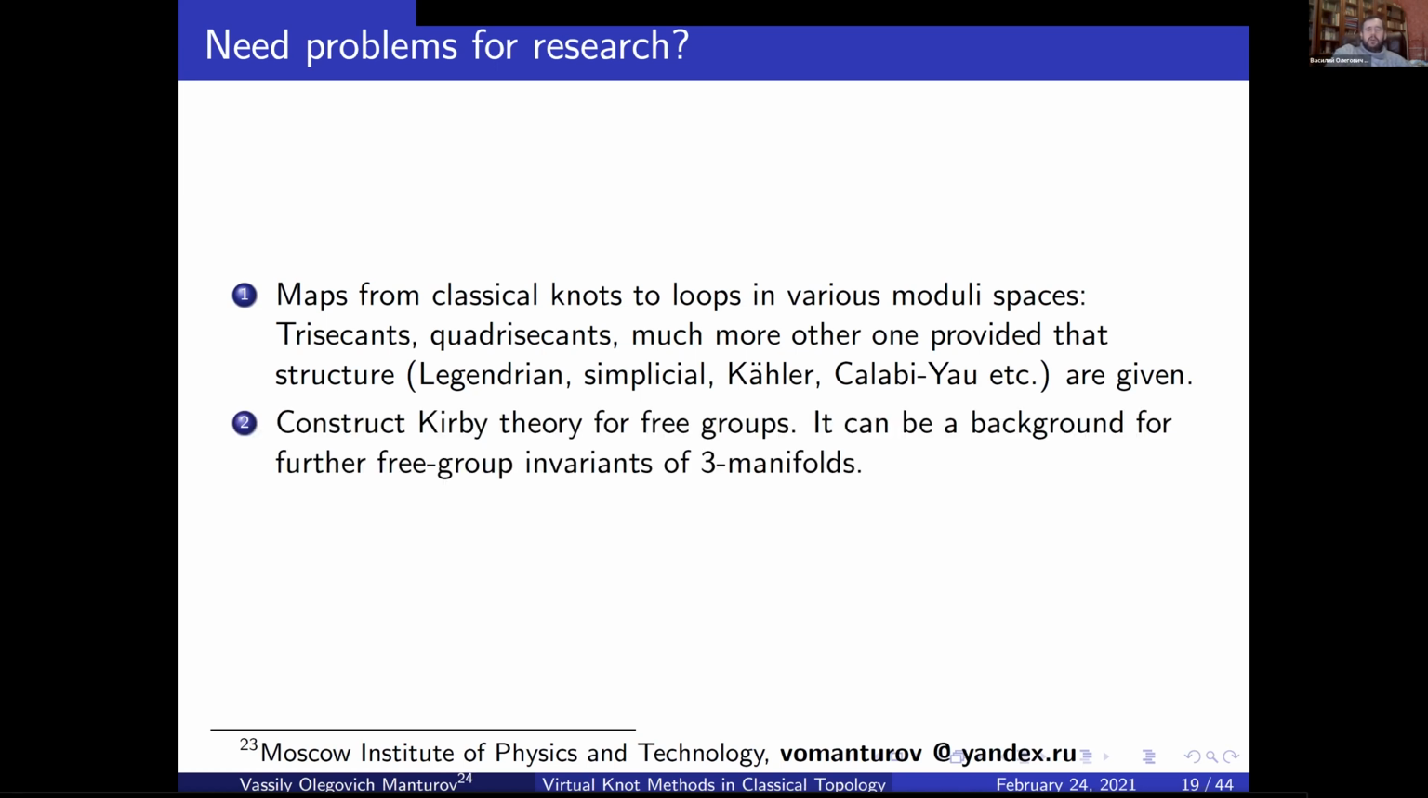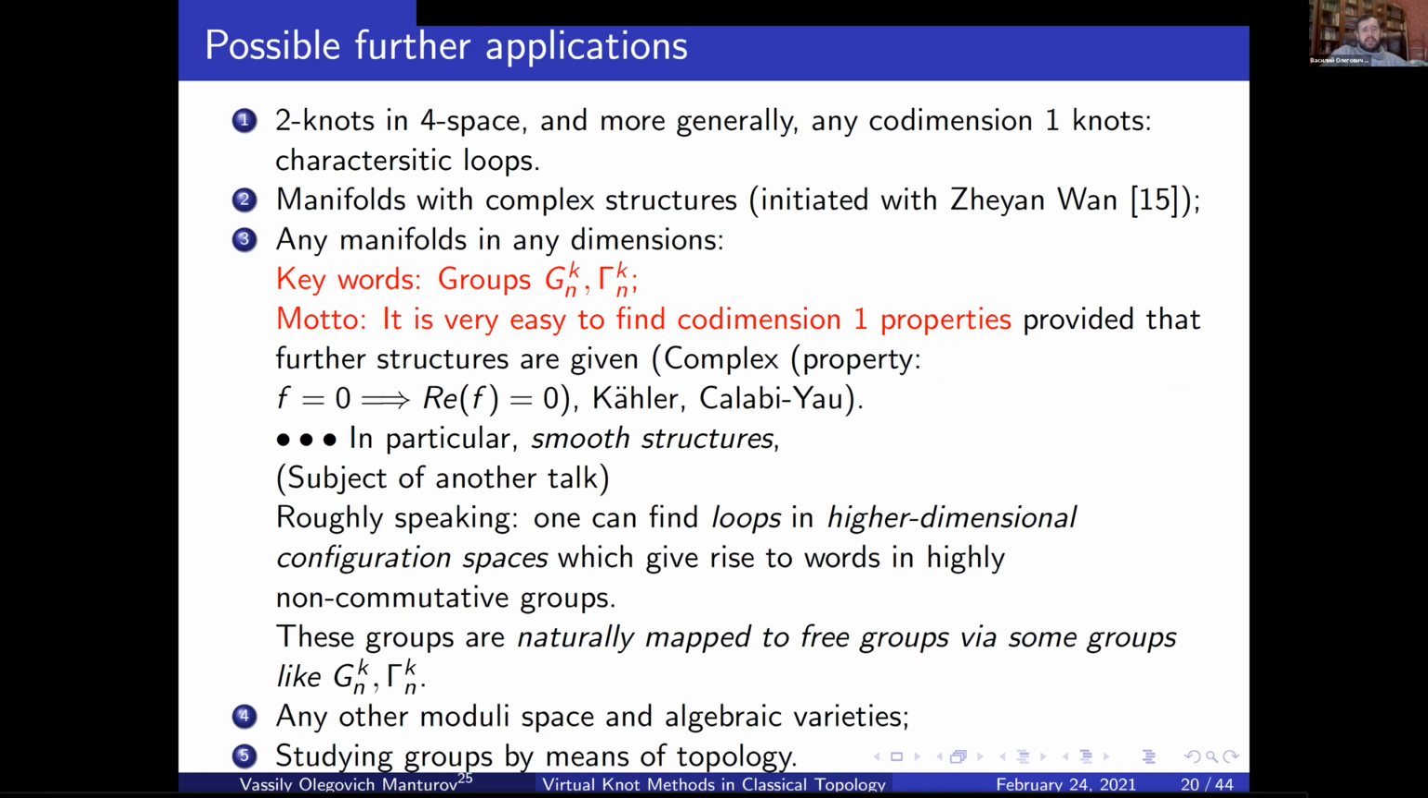And one more project for maybe further students or further co-authors is to construct Kirby theory. I think there will be many obstacles, but I hope this will give rise to invariants of three-manifolds. Possible further applications: knots, manifolds with structures. Actually, we initiated something with one co-author, but so far we have only one small, quite modest paper. And we can actually study manifolds in higher dimensions. I don't have much time here to talk about that, but there are some keywords, groups G_n^k and Gamma_n^k, which can do something.